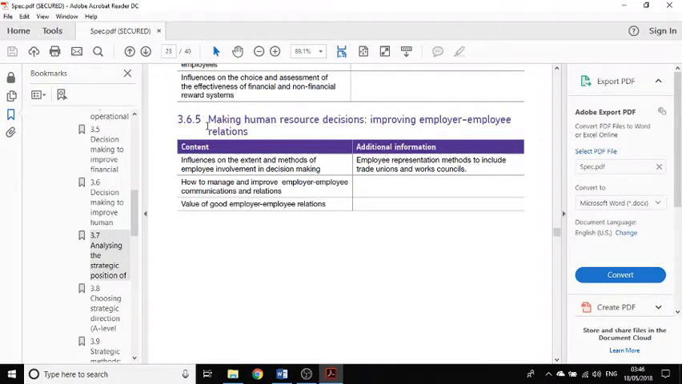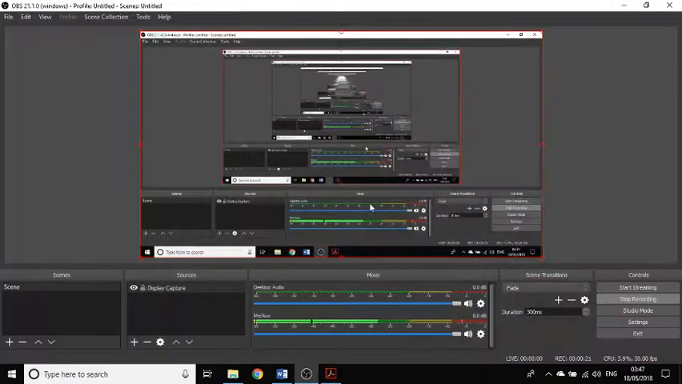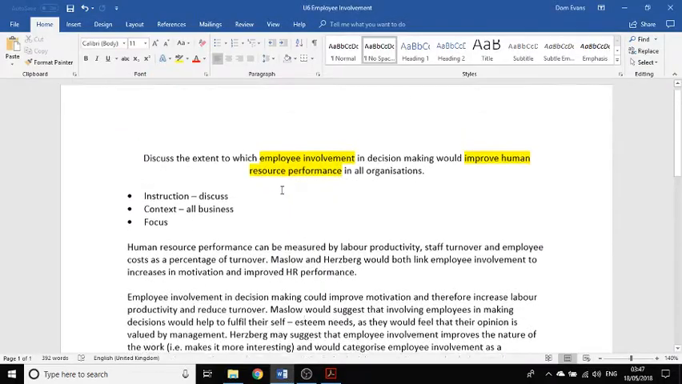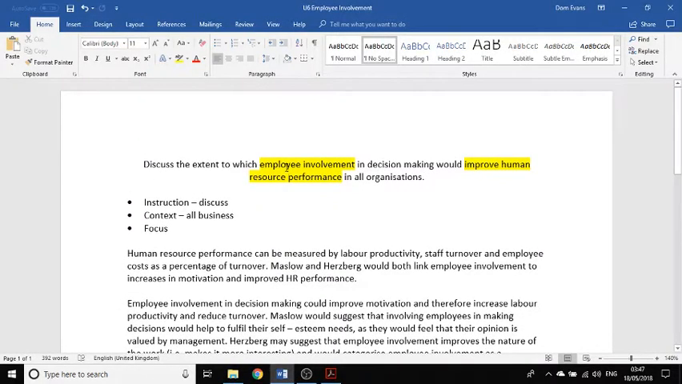This video is looking at an essay that I've taken from Unit 6 on human resource management, from this section here on improving employee-employer relations and looking at involvement in decision making. So the question that I have asked myself is: discuss the extent to which employee involvement in decision making would improve human resource performance in all organisations.